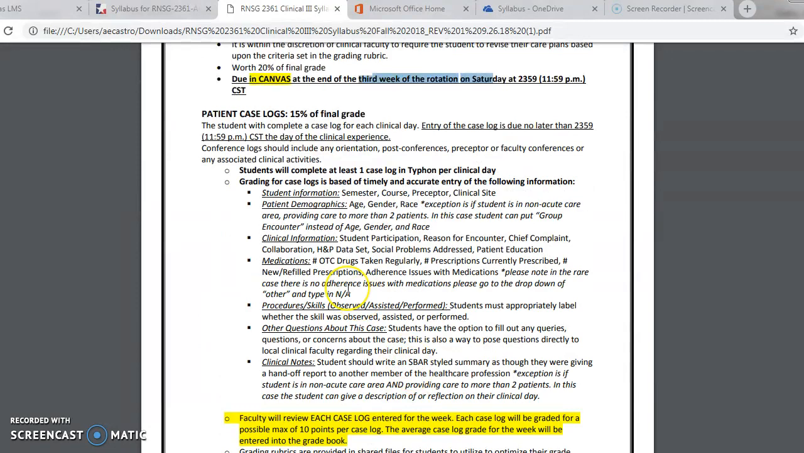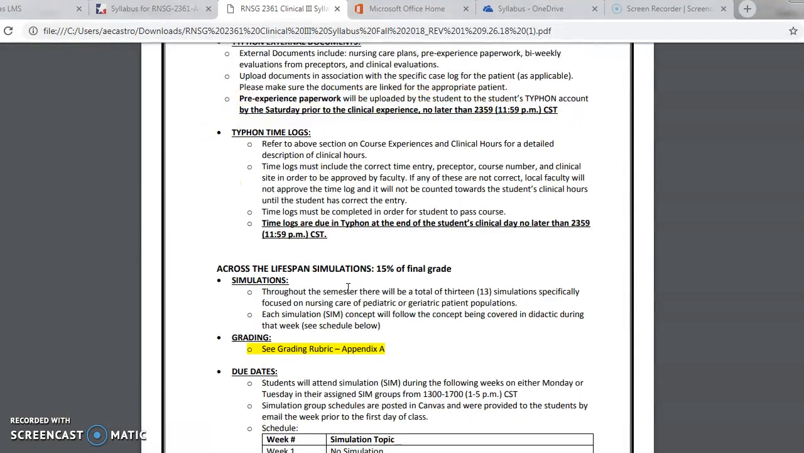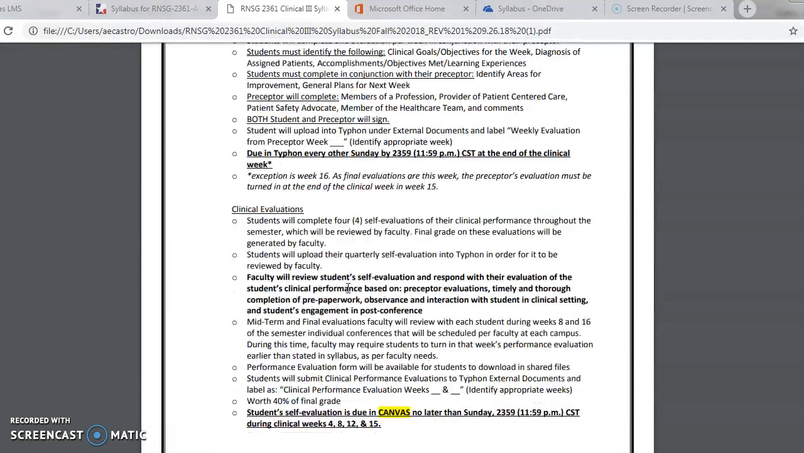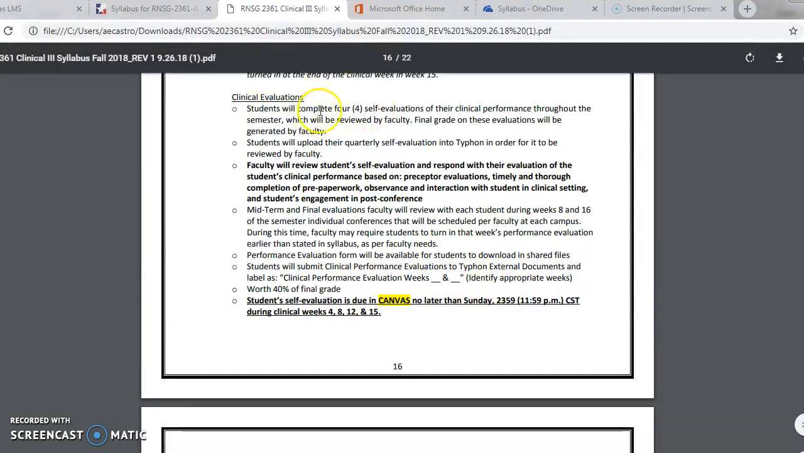And then your clinical evaluations, remember you have to initiate these self-evaluations. The due dates are above, and we're going to have you turn those into Canvas as well.